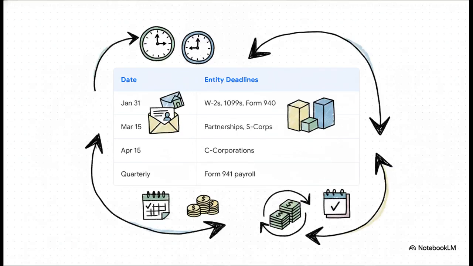Now, for the business owners and employers out there, your calendar is even more vigorous. Your rhythm starts aggressively right in January. By January 31st, W-2s have to be sent to employees, 1099s to contractors. Then you hit a major milestone on March 15th for partnerships and S-Corps filing their respective returns. C-Corps follow on April 15th, right alongside individual returns. Plus, employers have quarterly payroll tax returns happening in April, July, October, and January. It is just a continuous, non-stop cycle of reporting throughout the whole year.